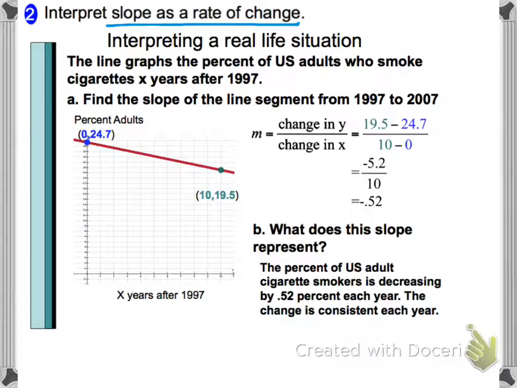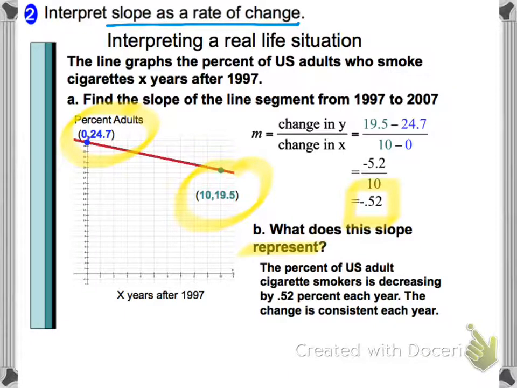Now, there's a line here, and it represents the percent of U.S. adults who smoke x years after 1997. You can see that if we take 0, this would be year 1997, and this 10 would be 10 years later, the rate went from 24.7 to 19.5, so there was a decrease. If I actually calculate the slope, I get -0.52 as my answer, and it should be negative because it's a decrease. So what does that represent?